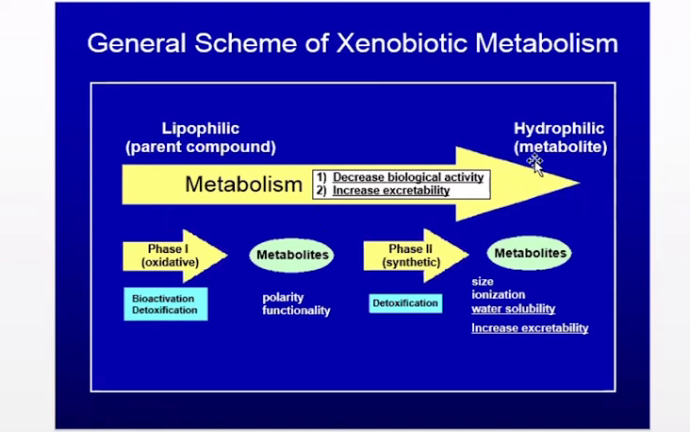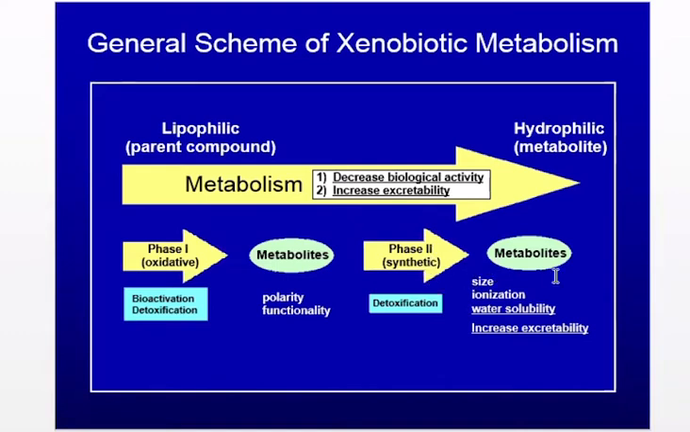So there are phases in this process. We have phase 1, where there is an oxidative process. The oxidative process will involve bioactivation of the substance and detoxification of the substance. Then, after there's bioactivation and detoxification, metabolites are formed. And once they are formed, they go into phase 2, where detoxification happens.